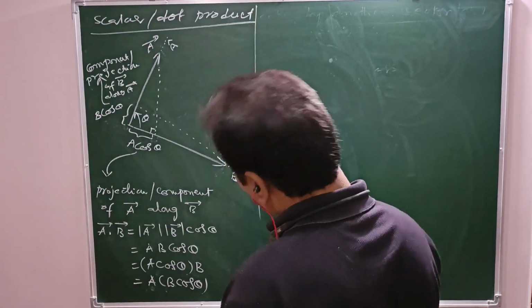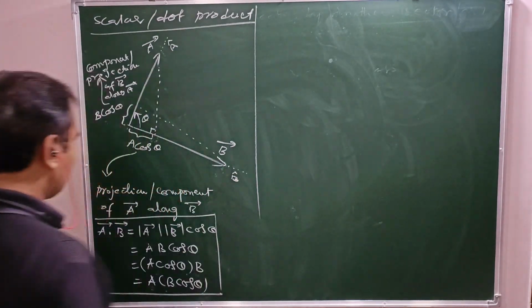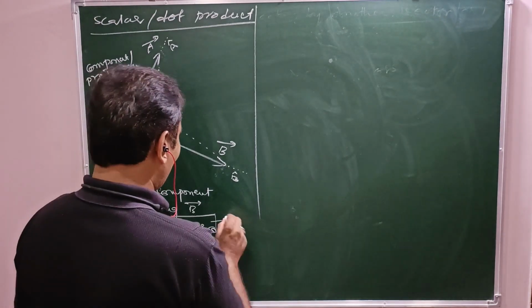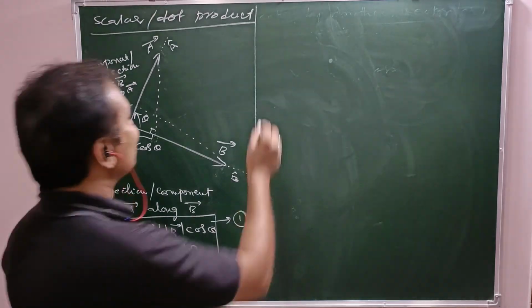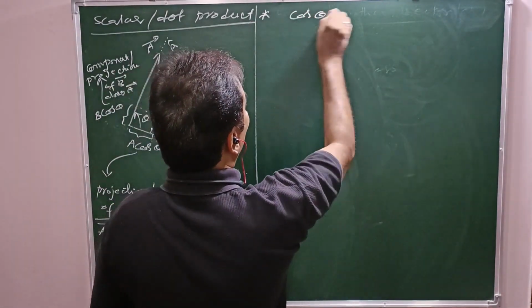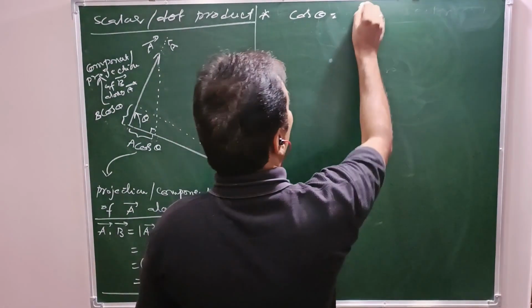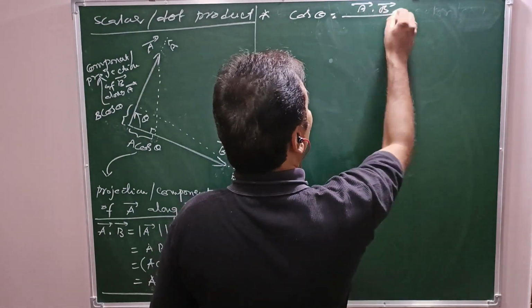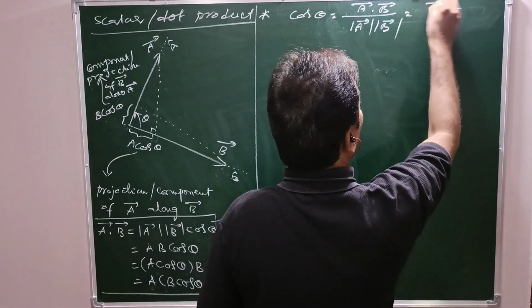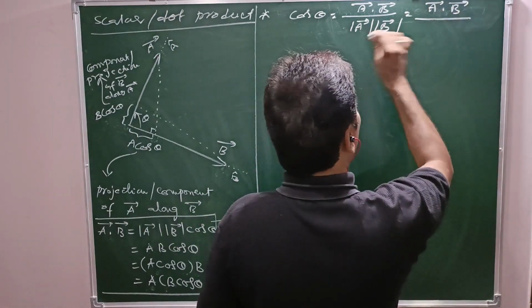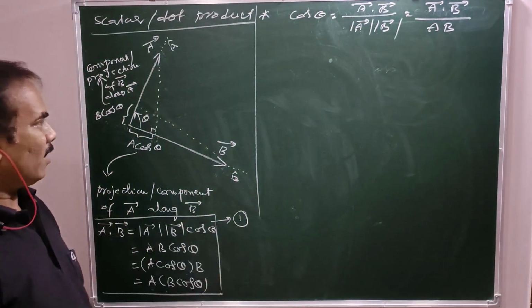Now, the same can be written as, see, I am putting it in a box. This is number 1. Now, cos theta can be written as cos theta equal to A bar dot B bar by mod A bar mod B bar. That is A bar dot B bar by mod A bar, mod B bar, where mod A bar means A, mod B bar means B. Okay. So cos theta.